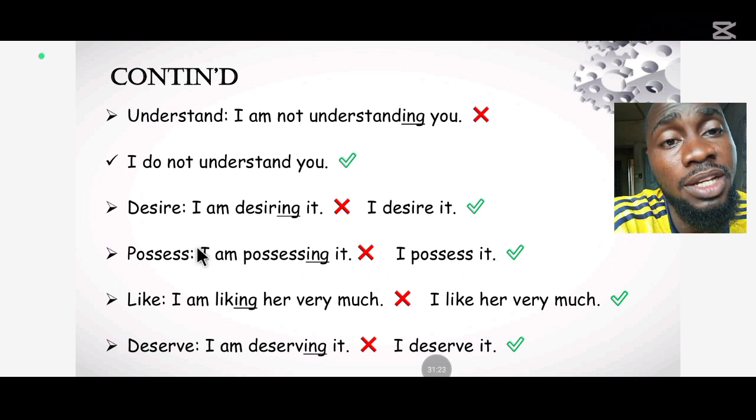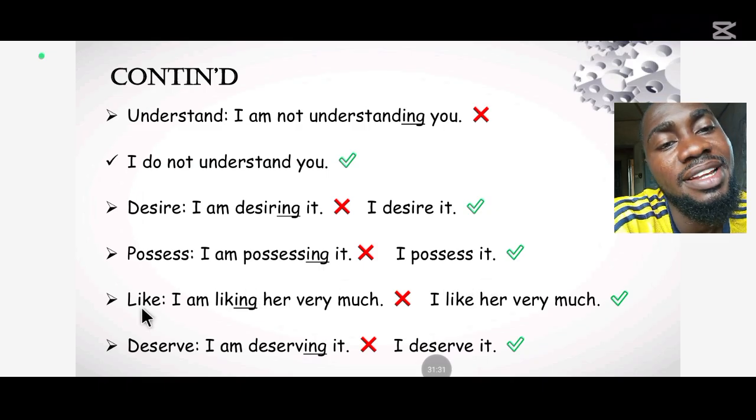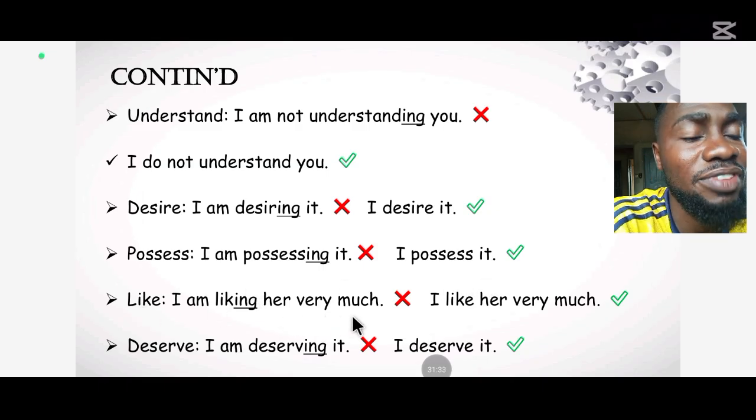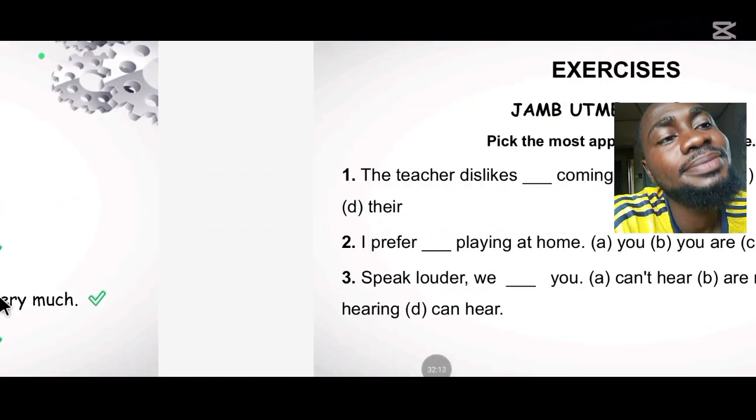Okay, let's look at the next. Like. "I am liking her very much." That's wrong. "I like her very much." That's correct. Deserve. "I am deserving it." That's wrong. "I deserve it." That's correct. So let's move on.